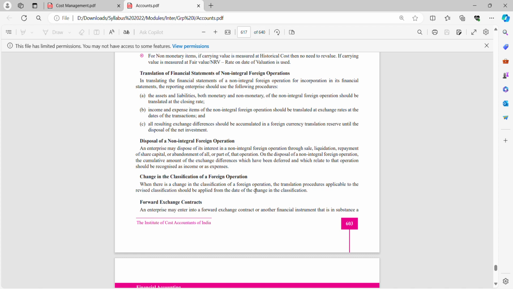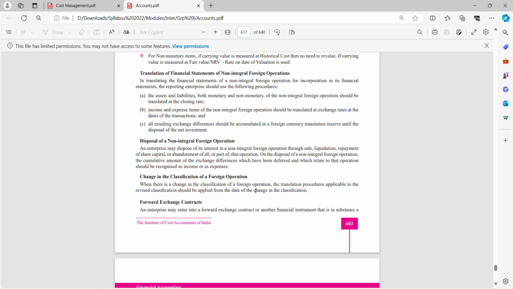An enterprise may dispose of its interest in a non-integral foreign operation through sales, liquidation, repayment of share capital, abandonment of all or any part of that operation. On the disposal of a non-integral foreign operation, the cumulative amount of exchange difference which has been deferred and which relates to that operation should be recognized as income or expense.